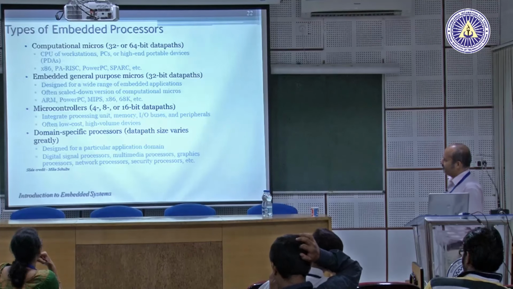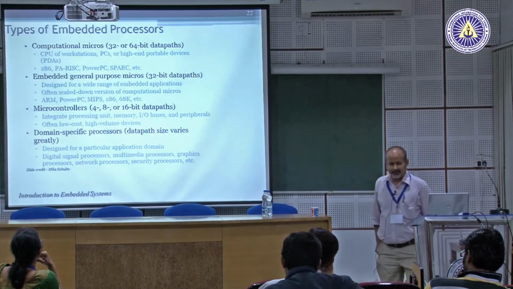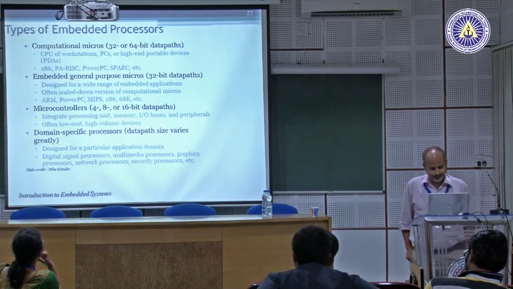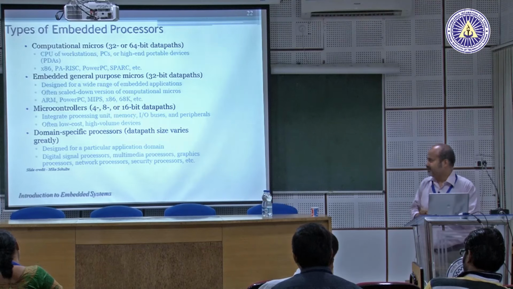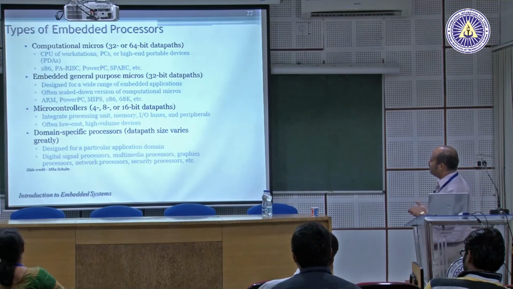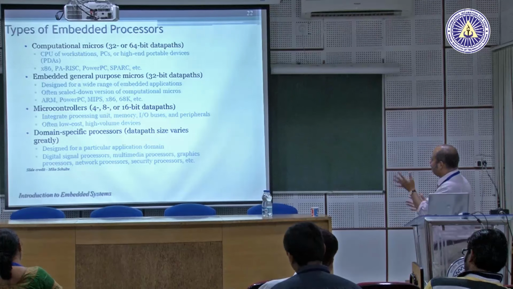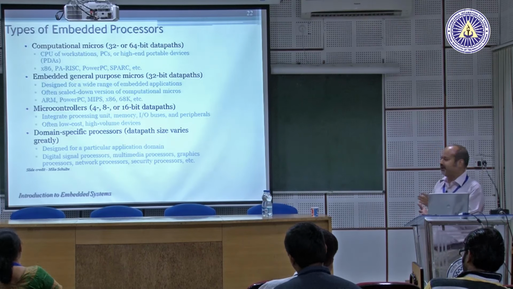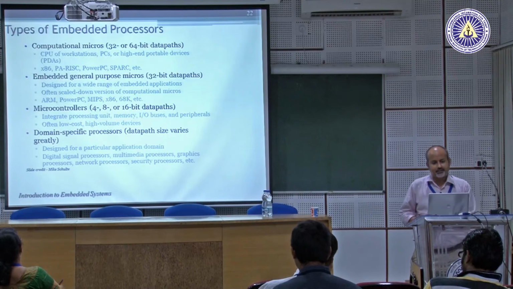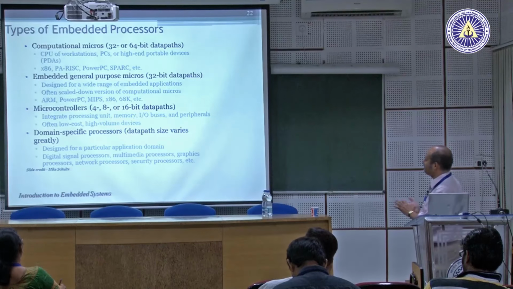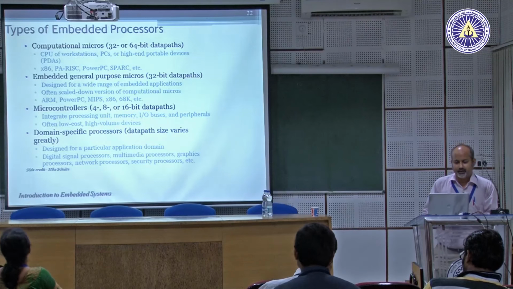So, types of microprocessors. You have computational microprocessors, which we normally put into workstations, PCs, and high-end portable devices. They are 32 to 64-bit. Normally now 64-bit is the most common one. Examples would be the ones you're familiar with, like Pentium class processors, and then the PowerPC architecture, RISC, that's mostly from HP, Sun SPARC, and so on and so forth.